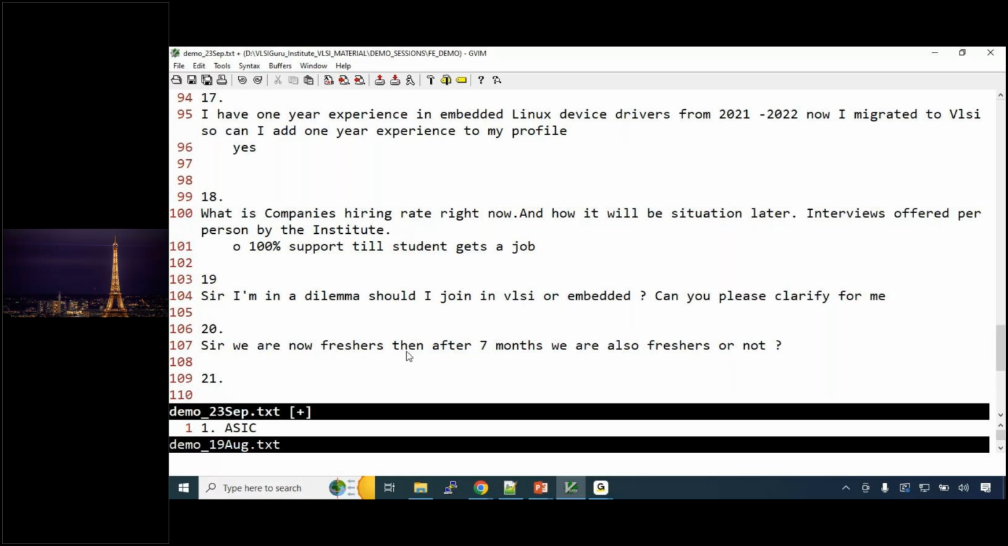We are freshers now. After 7 months, are we freshers or not? You will still be treated as a fresher. Let's say someone who is a 2023 pass out, till 2025 or 2026, you are still treated as a fresher. Companies hire up to a 2-year gap also, because companies know that you will join a training, which will take time. They will still treat you as a fresher for the next 2 years, definitely till 2025 September.